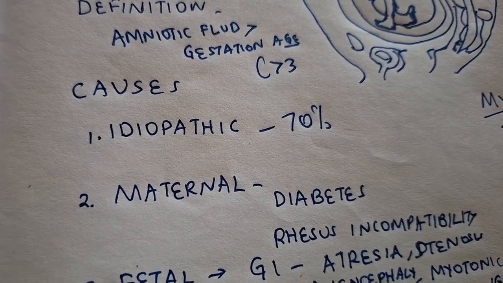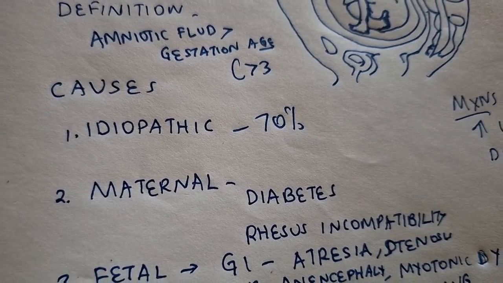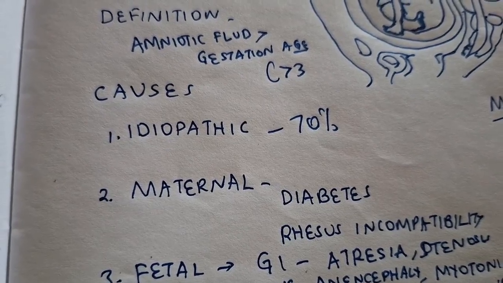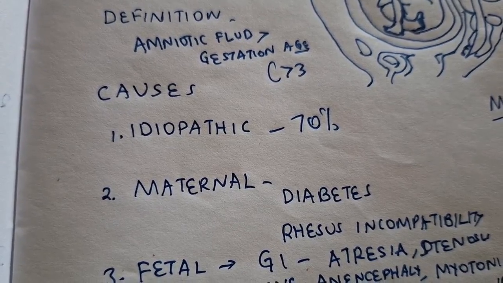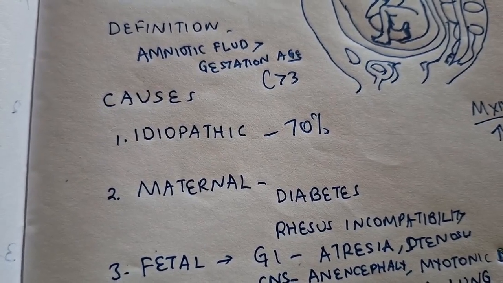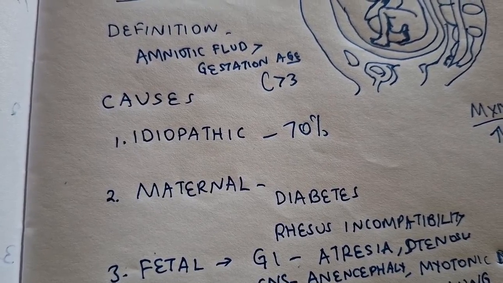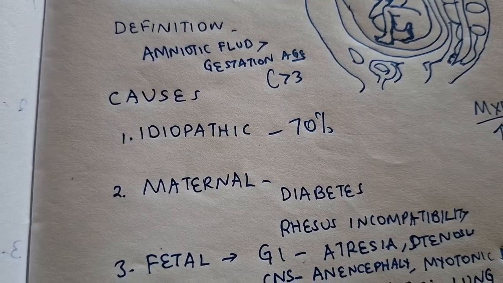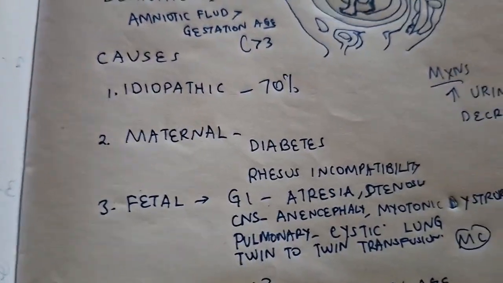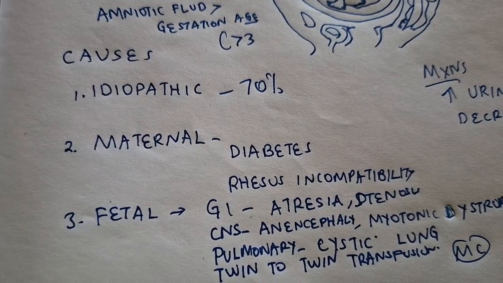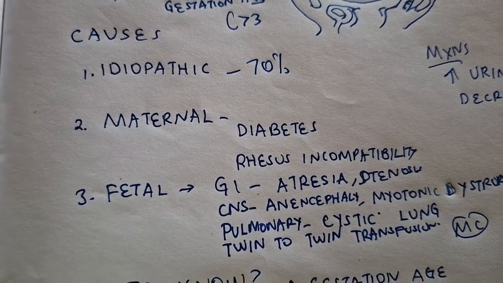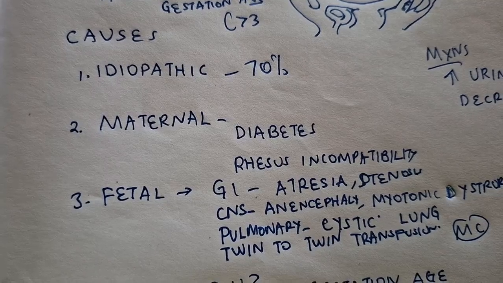Some of them are due to maternal causes, where we have conditions like diabetes. So we have to run tests like HbA1c and fasting blood sugar to rule out diabetes. Another is rhesus incompatibility, where the mother is rhesus negative and the paternal rhesus is positive. Majority of the causes that can be identified are due to fetal anomalies, and that's why we do prenatal fetal anomaly scans.